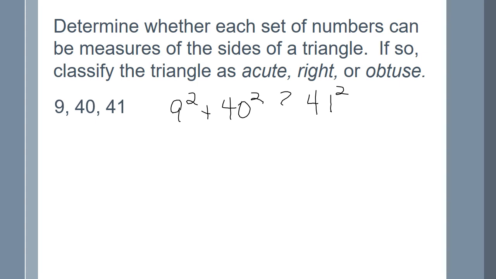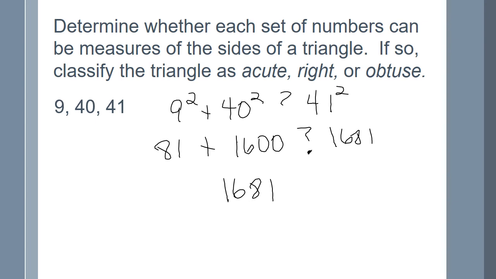So 9 squared is 81 plus 40 squared is 1600. And there's a question mark here. And 41 squared is 1681. So we know that this is equal to 1681, and this is equal to 1681. So we have a right triangle.